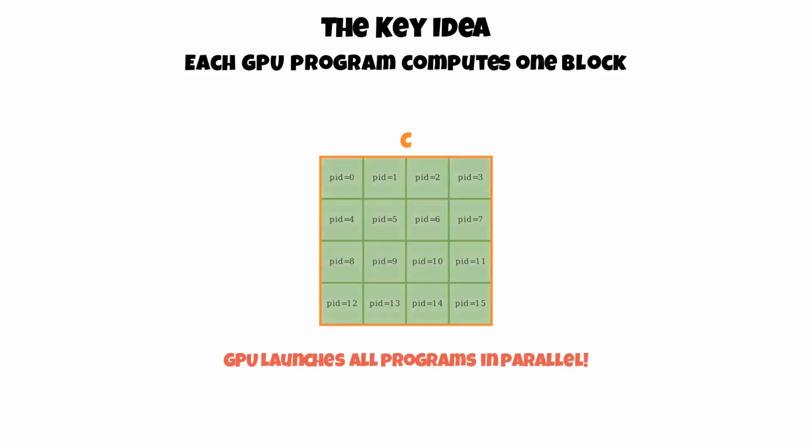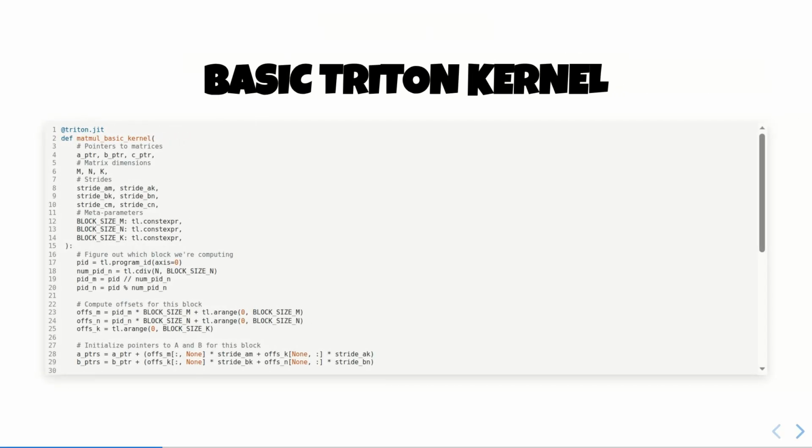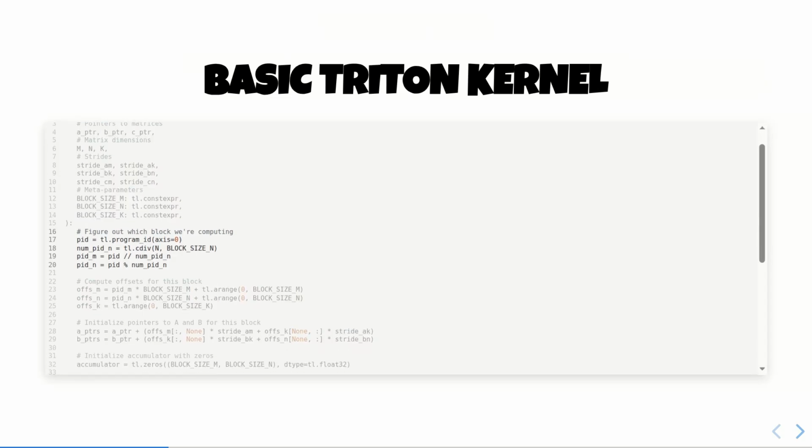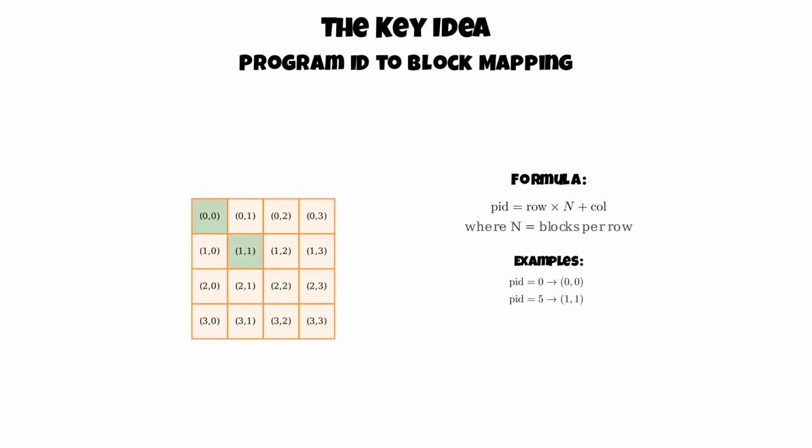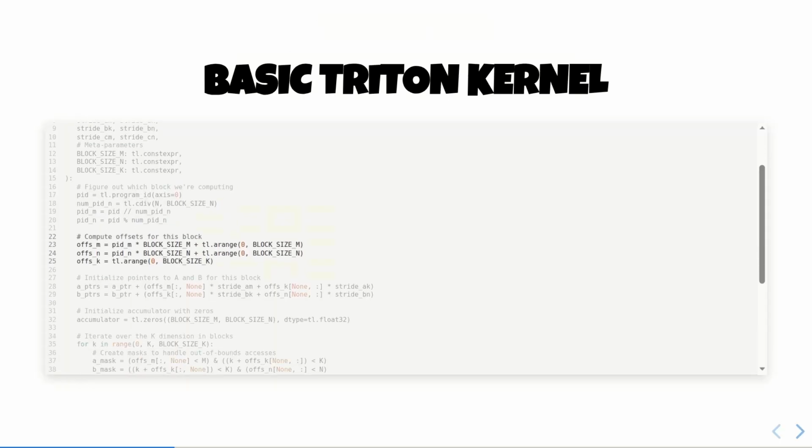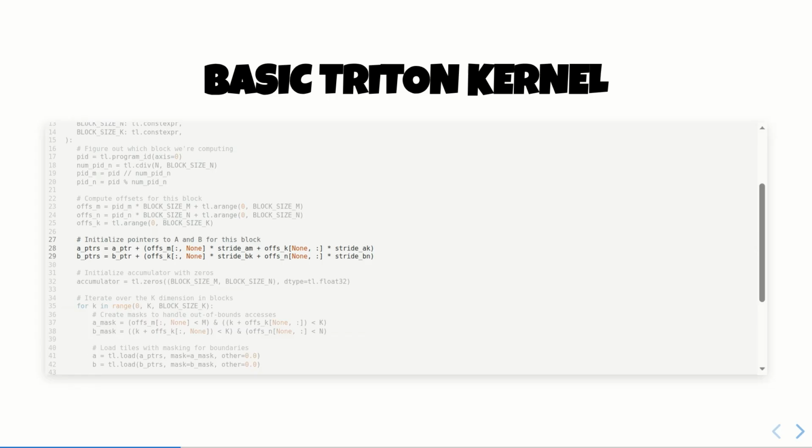Let me walk through the code. First, we figure out which block we are responsible for. Next, we compute the offsets, the actual indices we need to access. This code gives us a range of indices. Now here is a really clever part, computing the actual memory pointers. We use broadcasting to create a 2D array of pointers. The strides tell us how to step through memory.